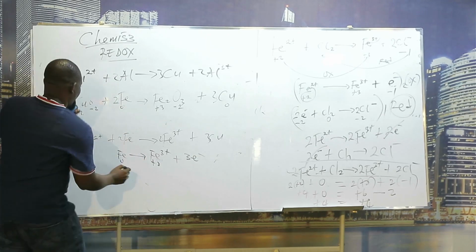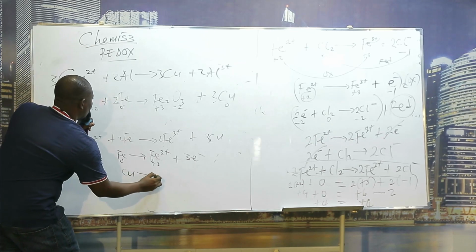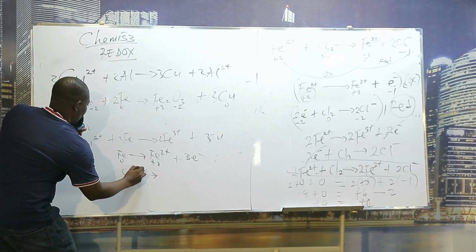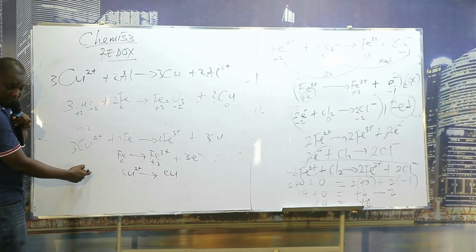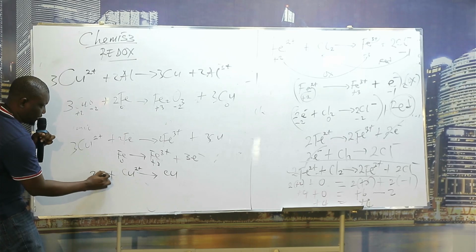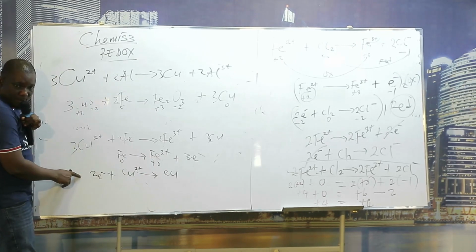Go to the next one. The next one is what? Cu2+ and Cu. Which side has more charge? This side. Add 2e minus.